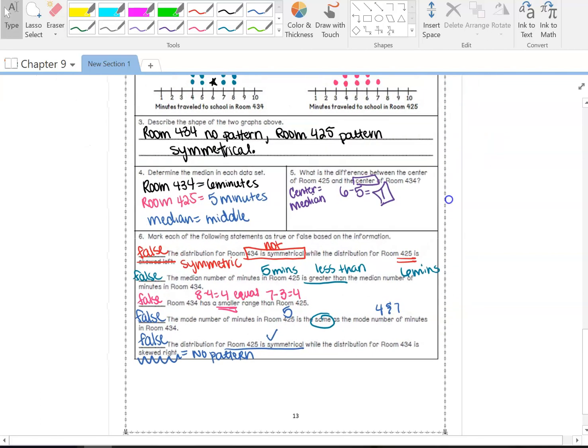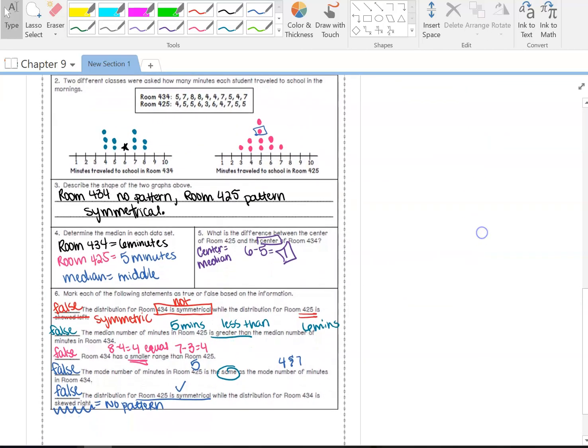Okay, so that is dot plots. The thing to remember about dot plots is that they're going to be comparing. You're looking at finding the center, the median is the middle, and the mode is the most. The range is your maximum value minus your minimum value.